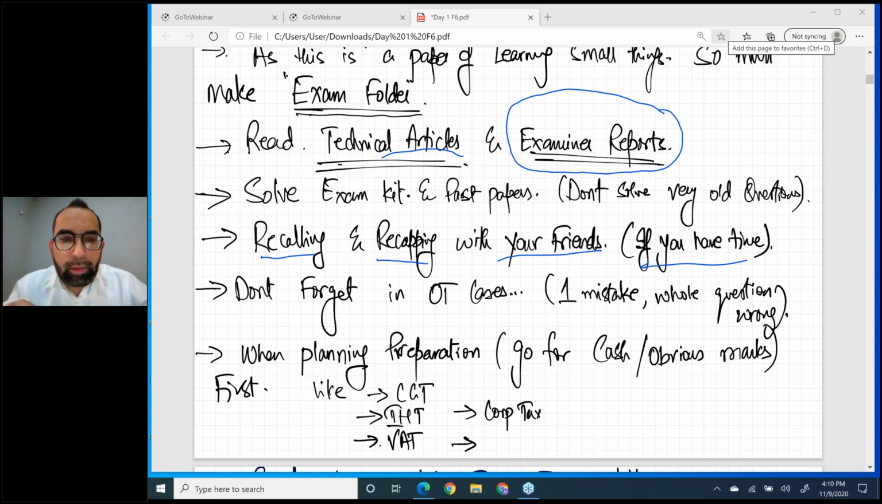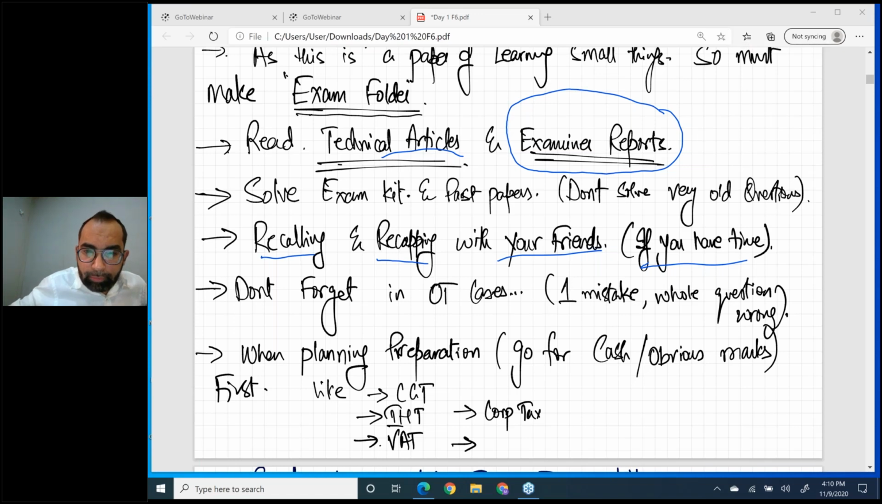Okay, now don't forget in OT cases, especially examiners in OT cases. For example, in OT cases there are 5 MCQs, and the MCQ contains theory requirements, true or false. If you make one mistake, the complete question will be treated as wrong, 0. So be very careful in reading the information of OT cases, section B, right?